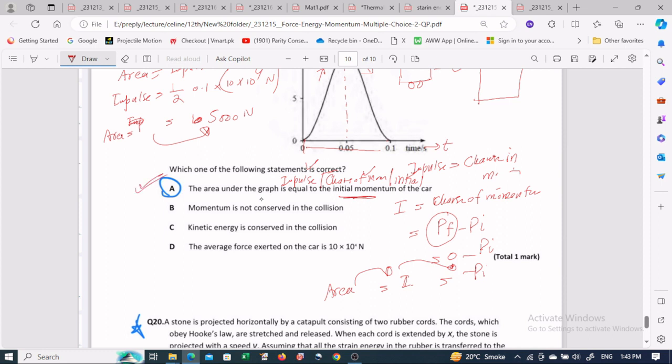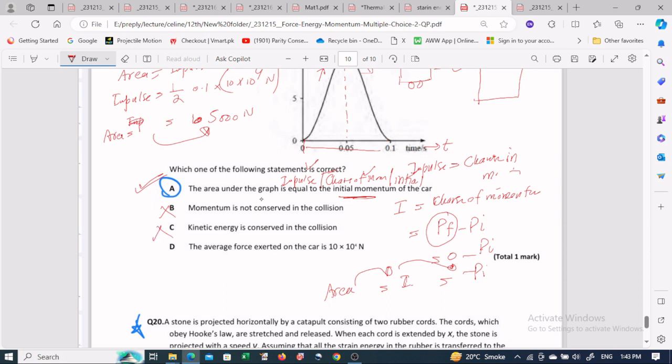Now, momentum is not conserved, so this option is wrong. Why? Because momentum is always conserved in a collision. In any case, momentum does not violate it. Kinetic energy is conserved in the collision? In this case, kinetic energy is not going to be conserved, okay, because kinetic energy has been lost. So kinetic energy is not conserved.